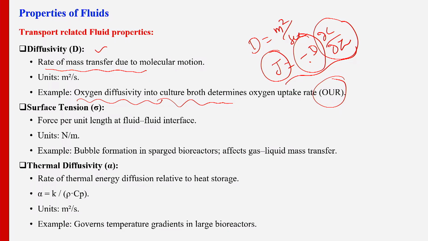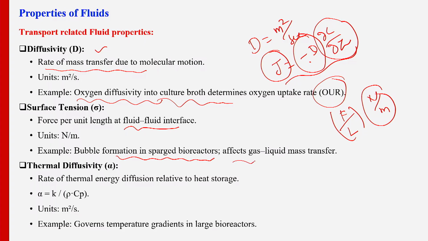The other one is surface tension. Surface tension is always written as force per unit length, so the unit is Newton per meter. We always discuss it at the fluid interface. Especially for bubble formation in the sparged bioreactor we always use it. Definitely, surface tension will affect gas and liquid mass transfer.